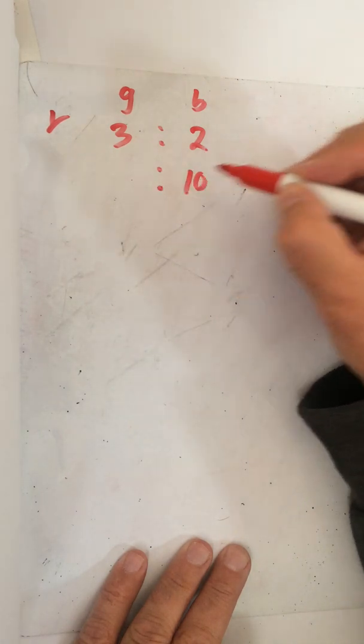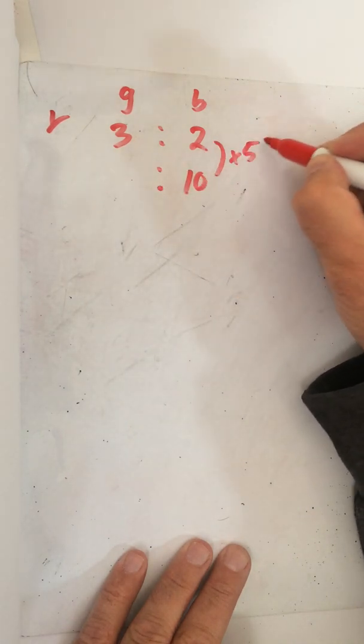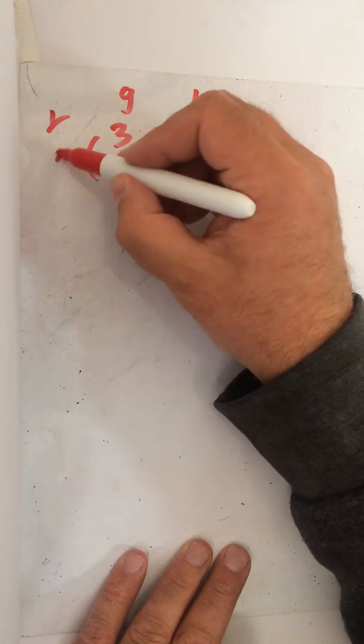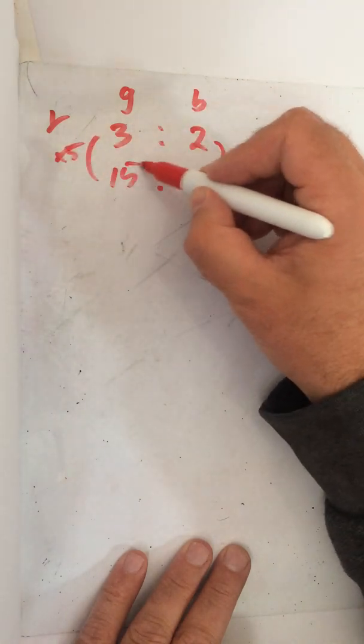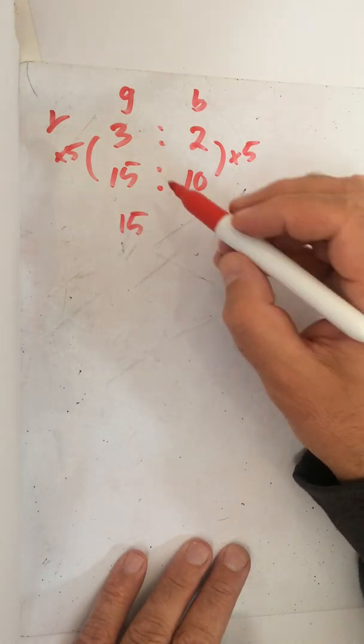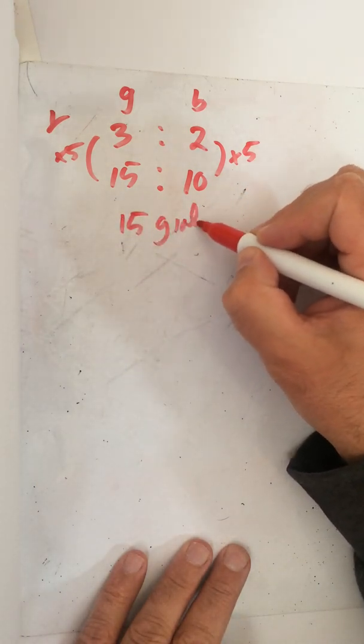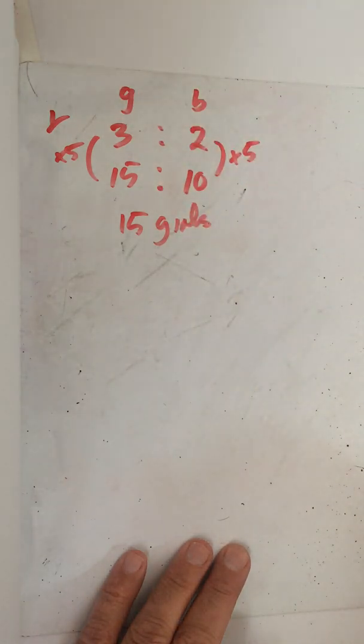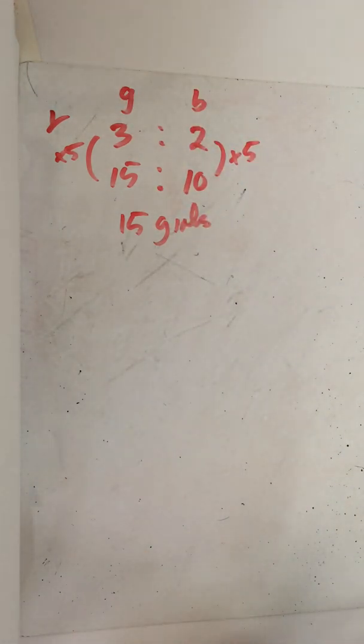So the 10 goes in the boys column. We're timesing that by 5. So we do the same on the other side. Times it by 5. 15. How many girls are in the class? 15 girls. Okay, so yours should look like that, please. Okay, this is how we need to set them up.